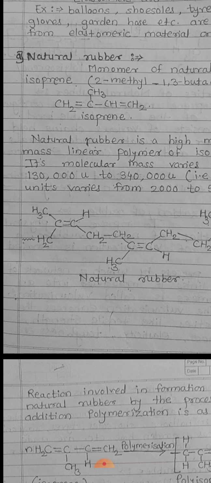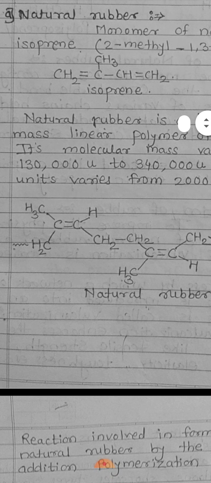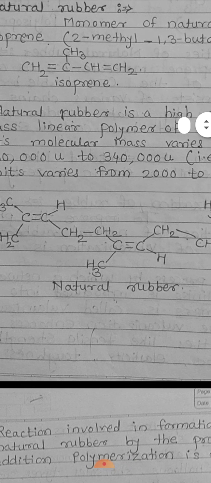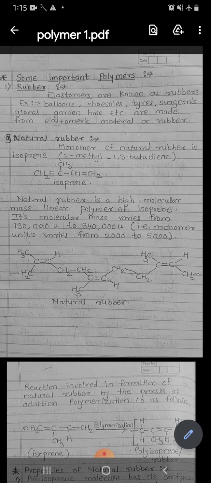So when these isoprene units combine together, they form a structure like this: CH3, C, CH2, double bond CH, single bond CH2. Therefore, this double bond is converted into a single bond, and it forms a bond with another monomer unit. This type of unit goes on continuing, and this structure of natural rubber is formed. This is very important. You have to write this structure, practice it, and write these notes in your notebook.